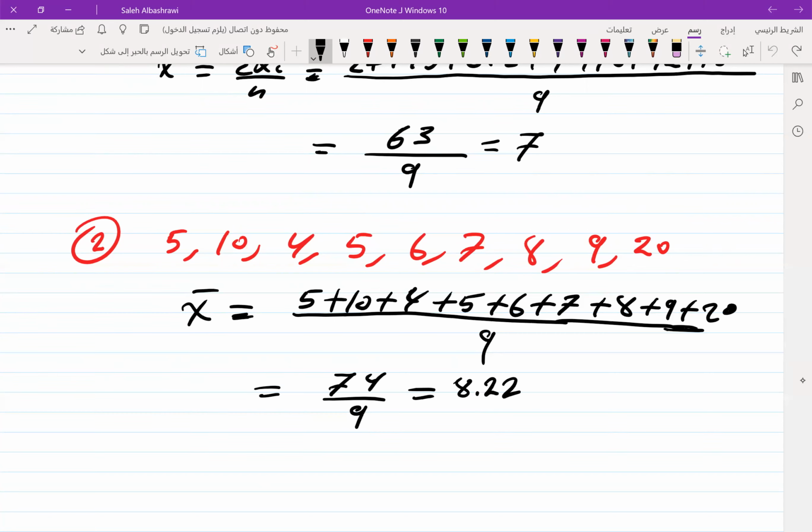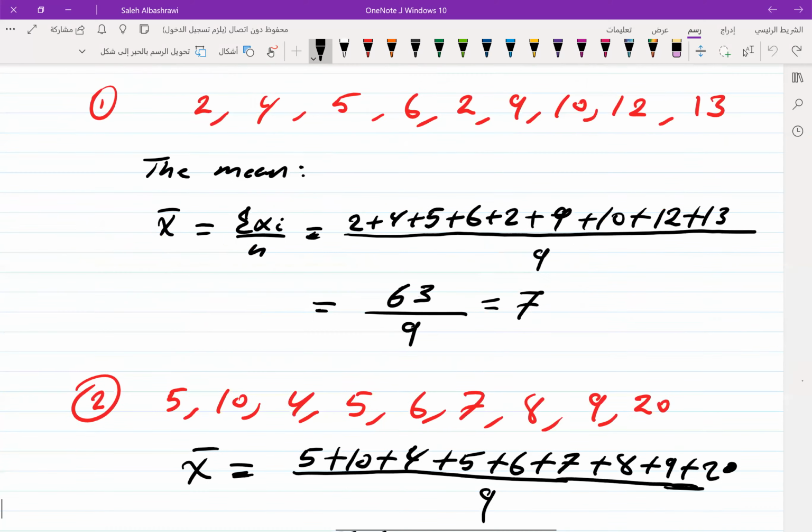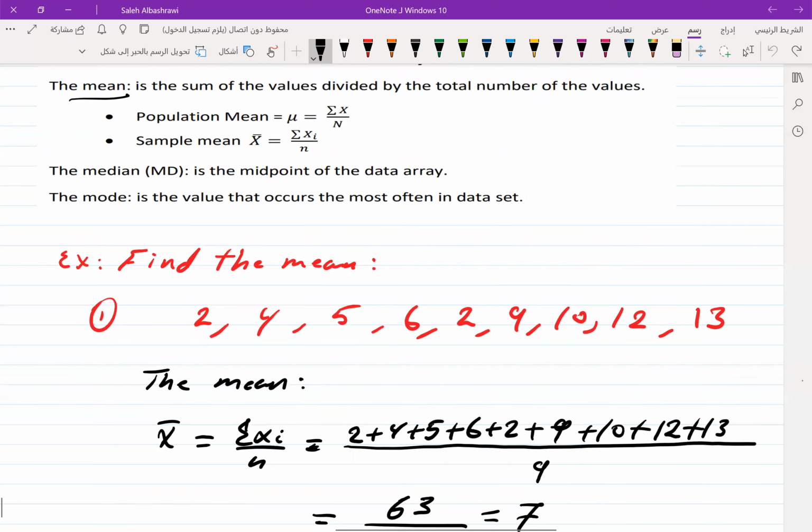Worth mentioning that we have another method to find the mean if we have grouped data. That will be discussed in the coming part. This is now discrete or ungrouped data, and the mean is equal to sigma of xi divided by n. Now the second measure of central tendency is the median.